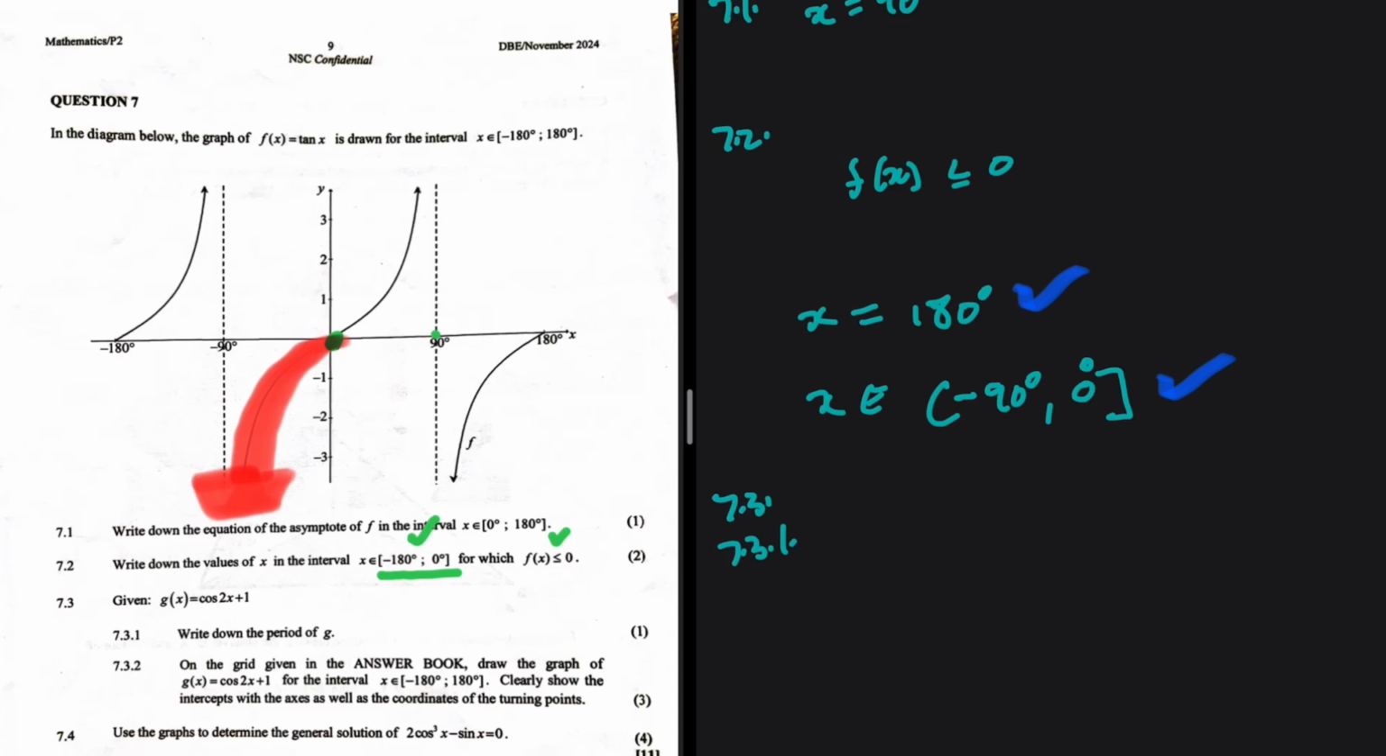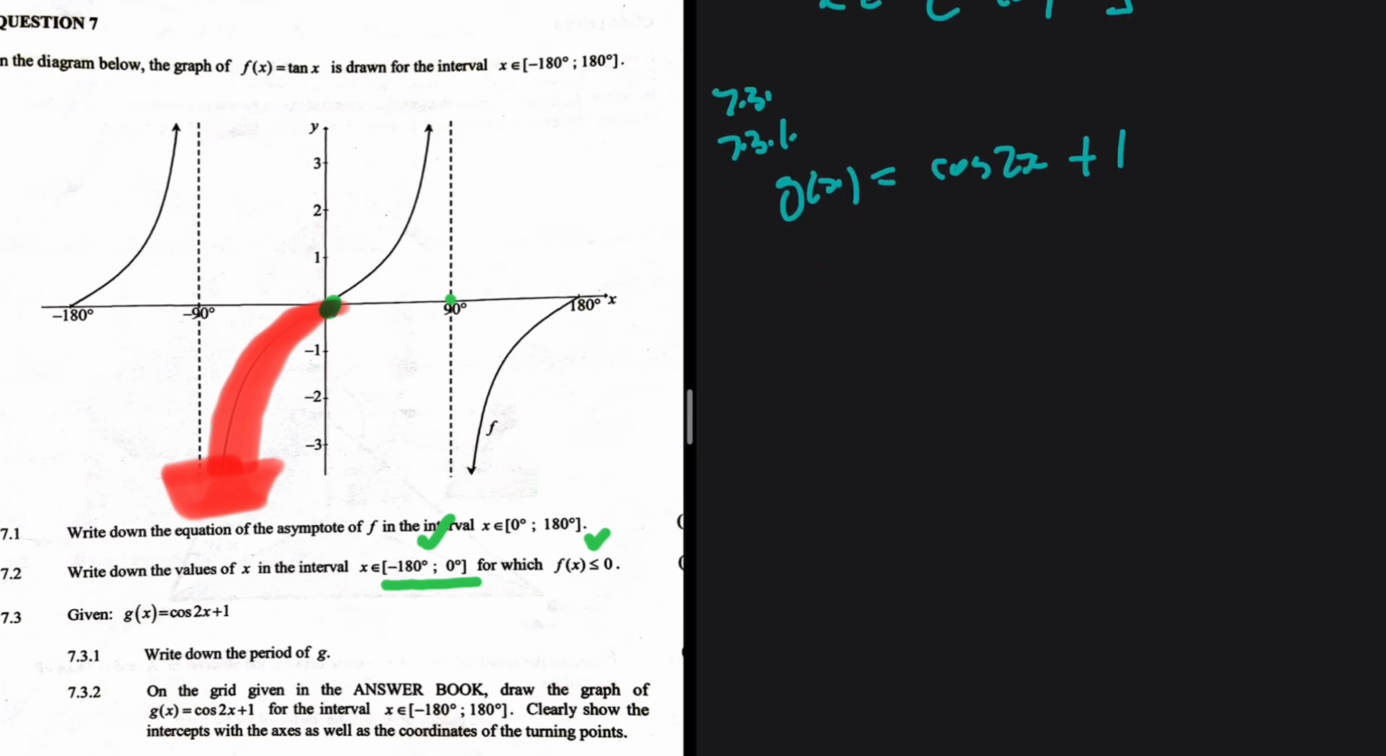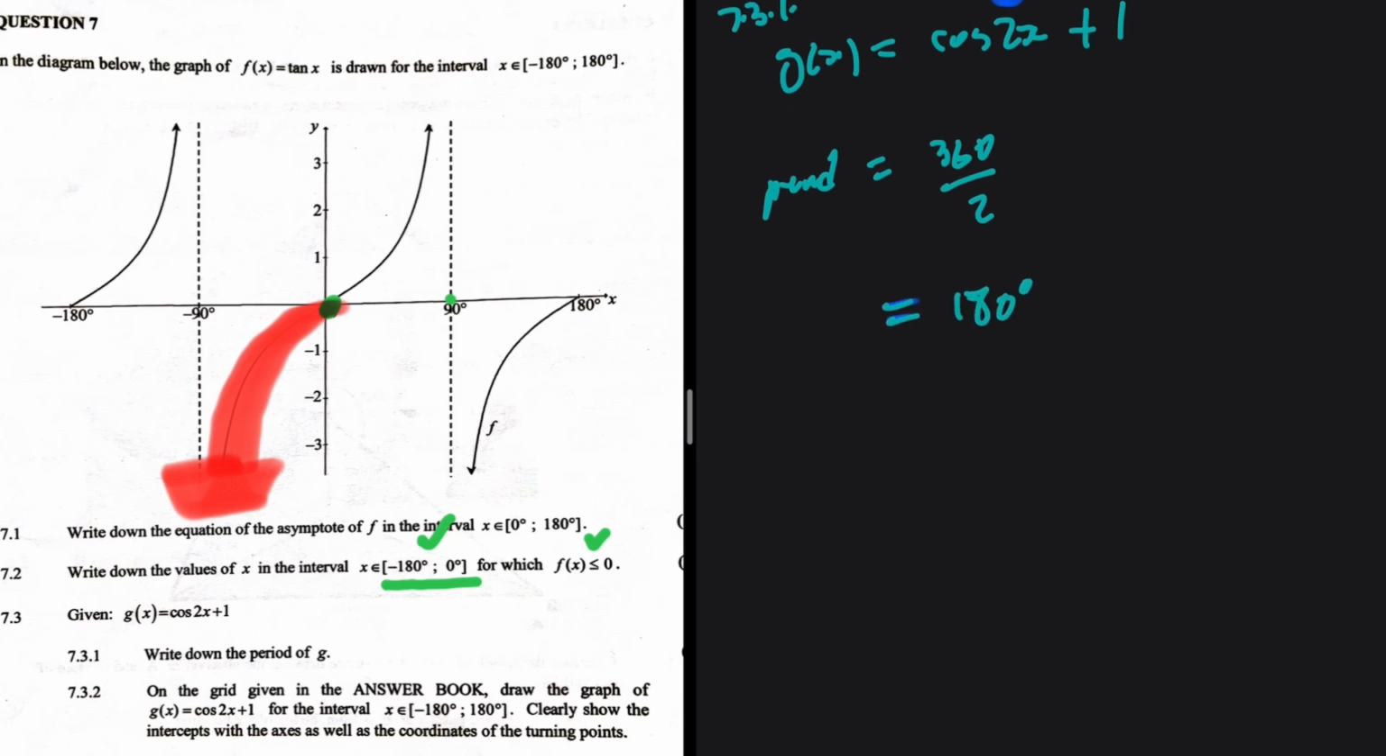Okay, let's take a look and see what is happening. We're given that g of x equals cos of 2x plus 1. The question says write down the period of g. So obviously the period is going to be 360 over 2. Where are we getting the 2? Right here, where it says cos of 2x. We divide 360 by that 2, and then the period is going to be 180 degrees. So we have the period.